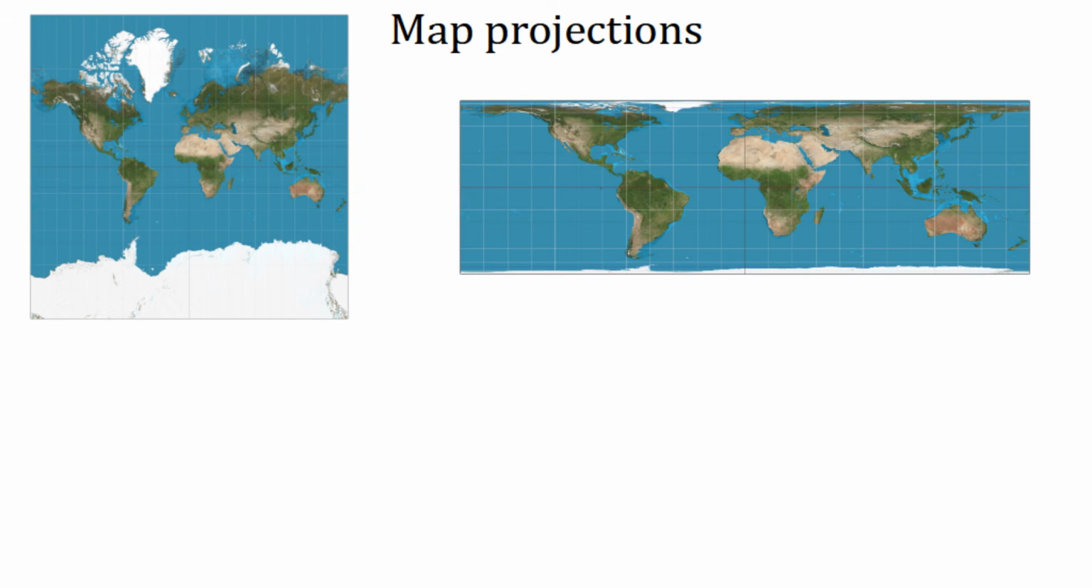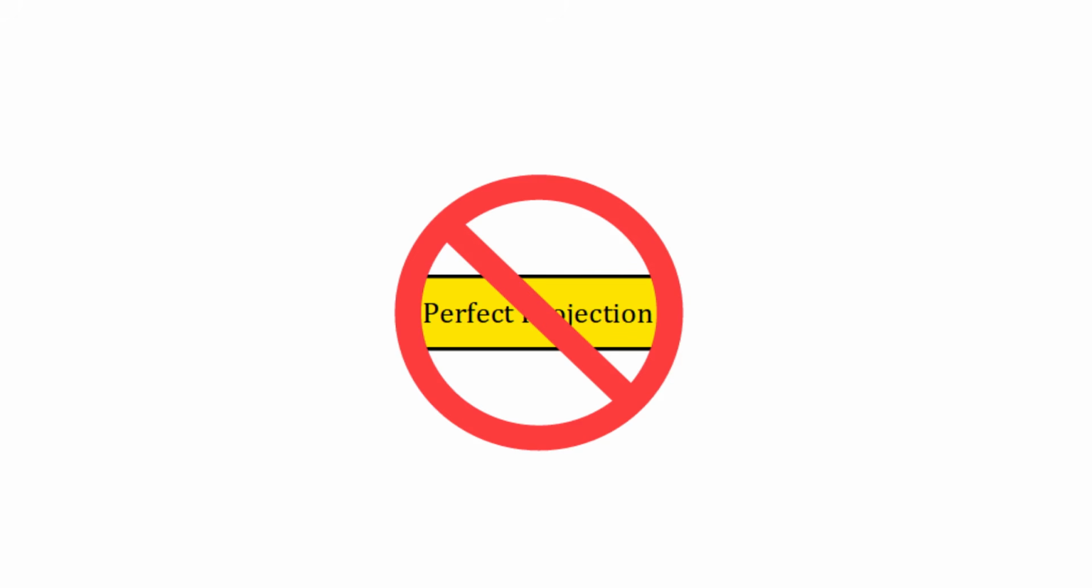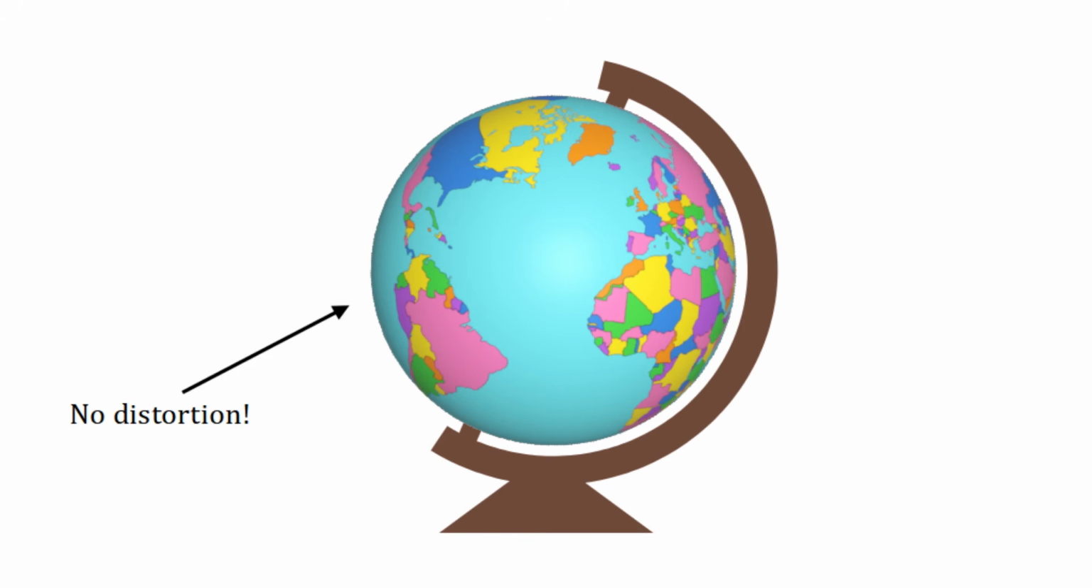As you can see, each map projection has its own purpose. Some are made with specific applications in mind and only focus on one category. Others go for a more balanced approach. Unfortunately, though, a perfect projection does not exist. At the end of the day, the most accurate way to view the Earth is a globe. It doesn't have any distortion, but it's not really a fair competition.